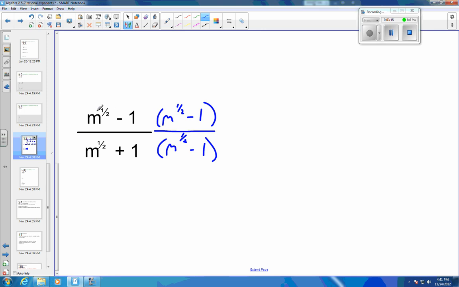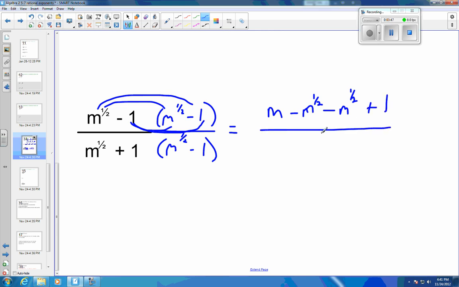So I'm going to FOIL the top. m to the 1/2 times m to the 1/2. When you multiply, you add your exponents, so that is m to the 1. So that's just m. That's firsts. Outers: that's going to be minus m to the 1/2. Inners: that's going to be minus another m to the 1/2. And last, that is going to be plus 1.